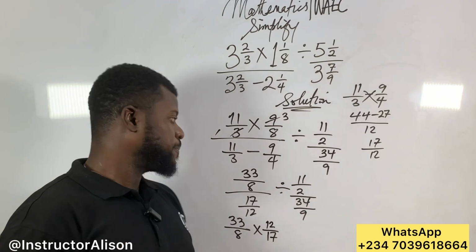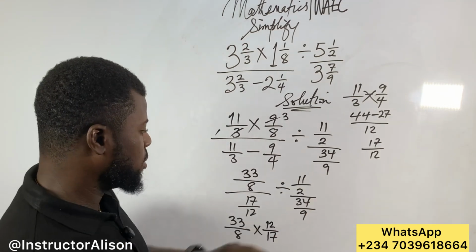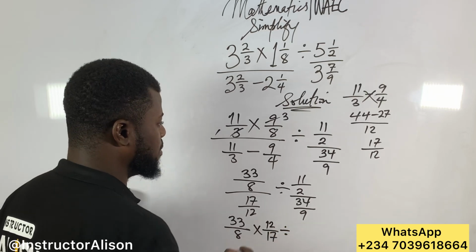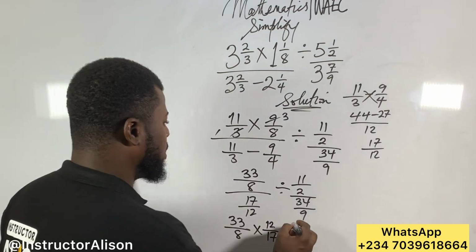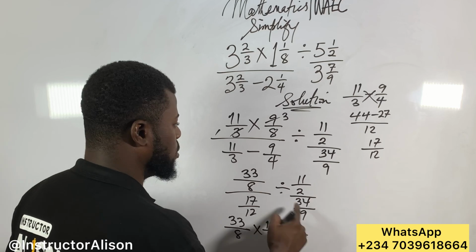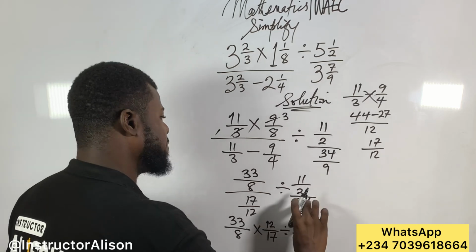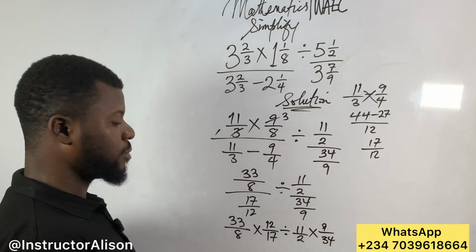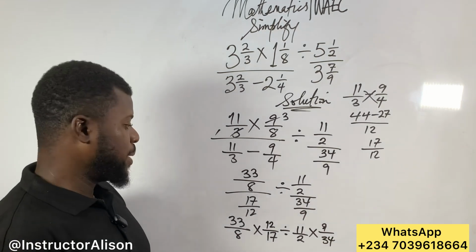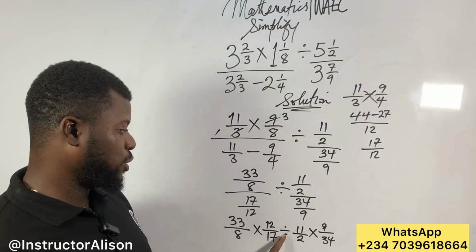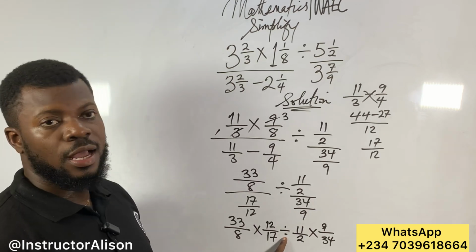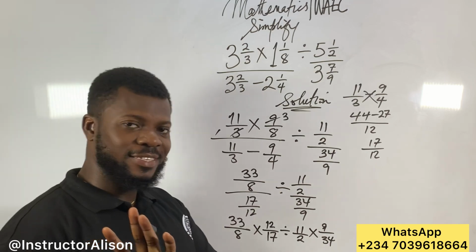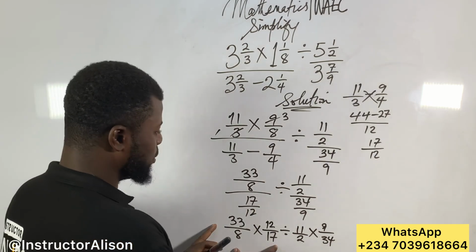Very important. Now the same thing I go do for this side. Remember say division sign dey there. I don't want to confuse you, so I first do step by step. Here too, I go write 11 over 2, change division sign to multiplication, and flip the term to 9 over 34. You understand? But make I wait first, I don't want to confuse you. So make we run this one now.